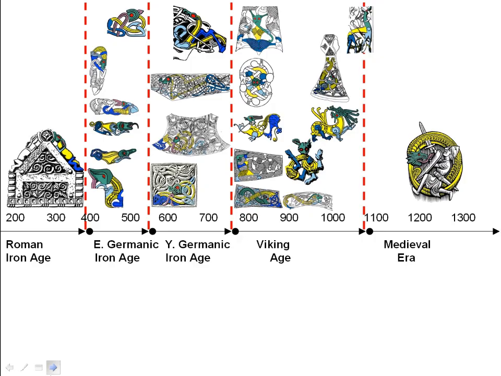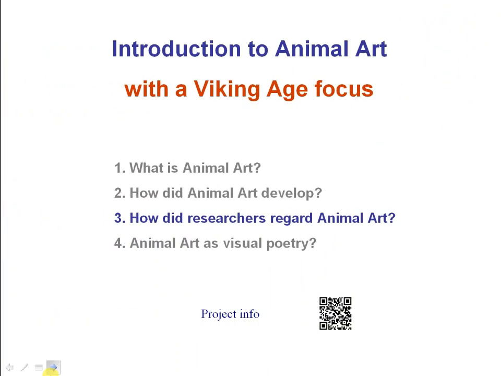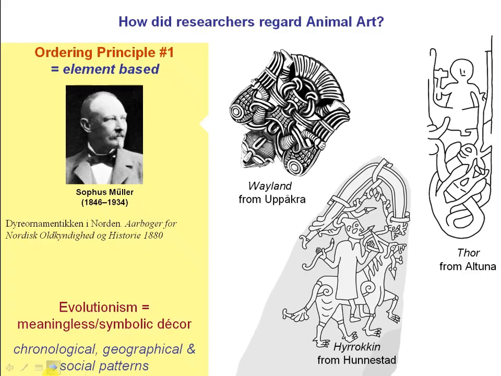The next part of the lecture deals with the question of how different generations of researchers have been approaching the phenomenon of animal art in the course of time. The scholarly saga of dealing with animal art starts in a time when archaeology was not even a science yet. We had this antiquarian movement that was very much about finding one's national roots and preserving old and interesting phenomena.